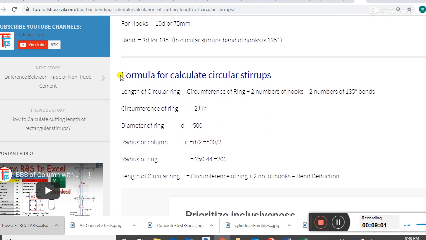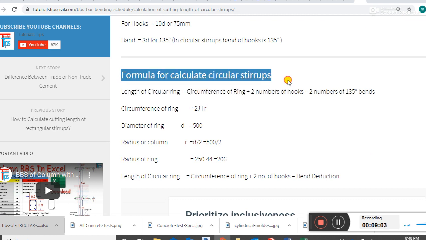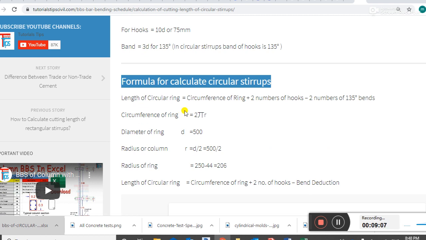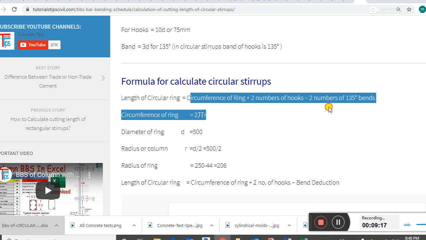Guys, next step, formula for calculation of the circular stirrups. Length of circular ring equal to circumference of ring plus 2 number of hooks minus 2 number of 135 degree bends.